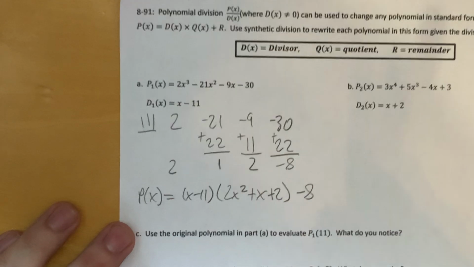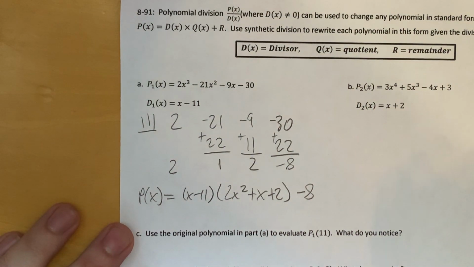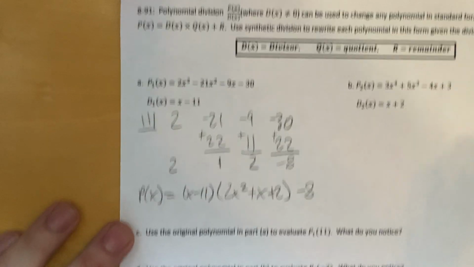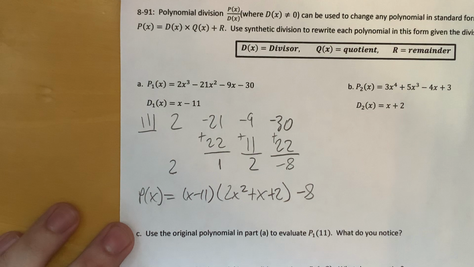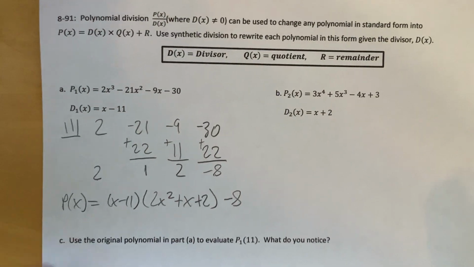So I could show you that it works by multiplying everything out and solving it that way to get the original polynomial function. You guys should do it. Let me know what you get. You guys know how to FOIL, and you guys know PEMDAS, so you do negative 8 at the end. And let's continue. Let's do B.